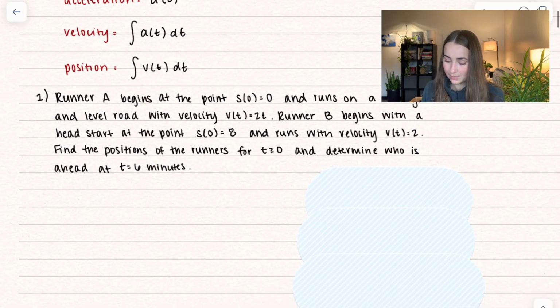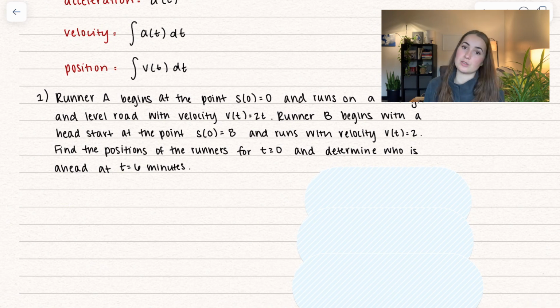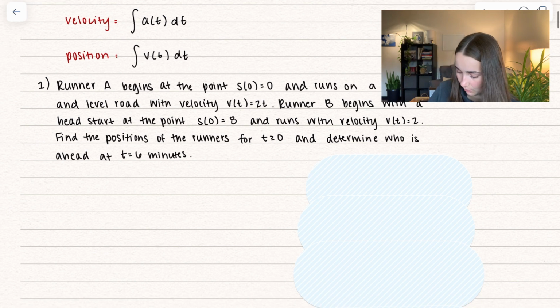So we have runner A begins at the point s of 0 equals 0. So their starting position at time equals 0 is 0. And they run in a straight line on a level road with velocity v of t equal to 2t. Runner B begins with a head start at the point s of 0 equals 8. So at time equals 0, they start 8 meters ahead? And they run with a velocity of v of t equals 2. So find the positions of the runners for time greater than or equal to 0 and determine who is ahead at 6 minutes.